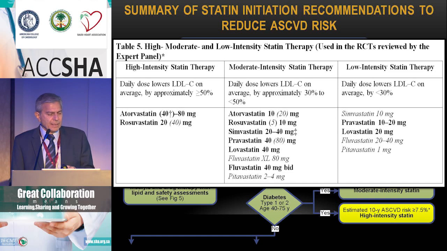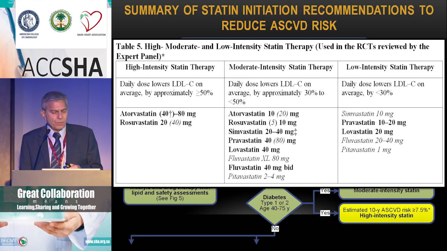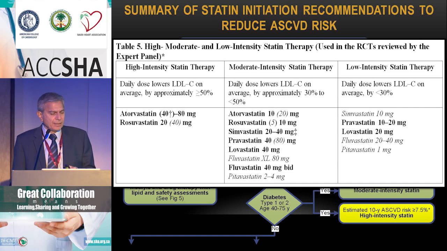What does that mean? High versus low versus moderate is on this table here. I don't try to remember them. I usually just use 1 or 2 of the statin groups. But for example, in the high intensity, atorvastatin 40 to 80 or rosuvastatin 20 to 40, and so on and so forth.